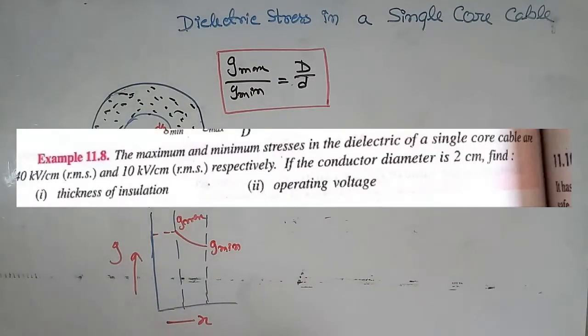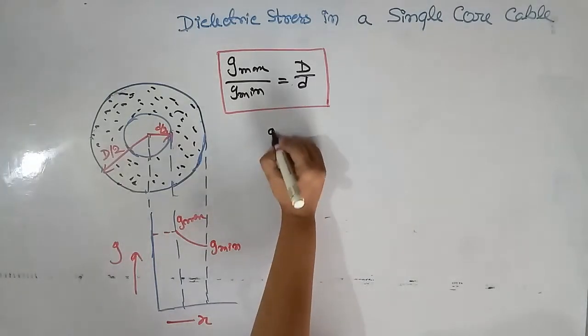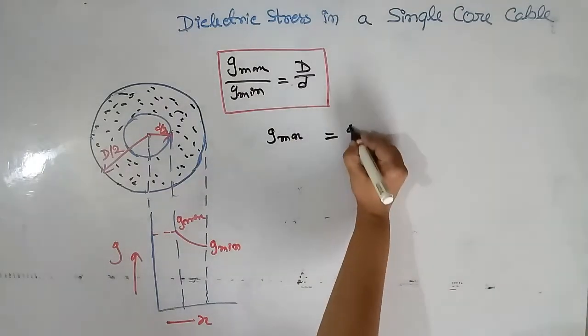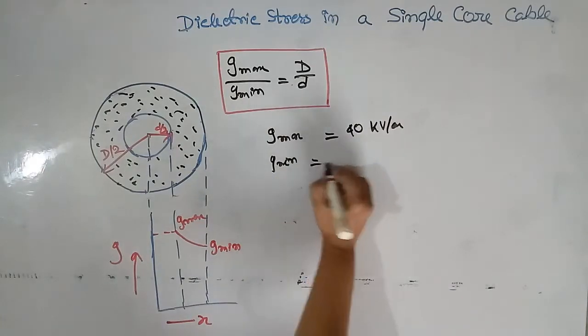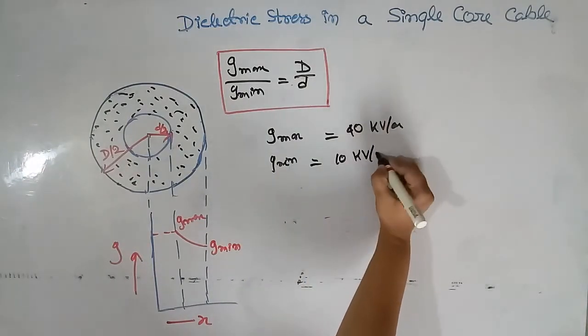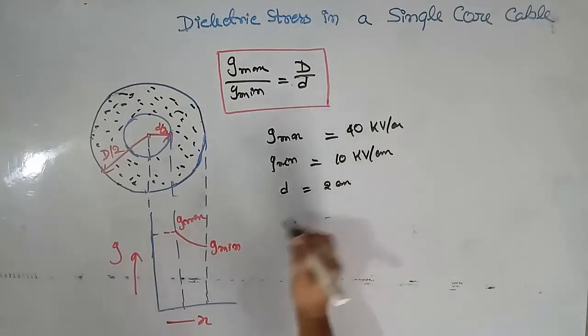Another problem. The maximum and minimum stress in the dielectric of a single core cable are 40 kV per centimeter RMS and 10 kV per centimeter RMS respectively. If the conductor diameter is 2 centimeter, find the thickness of insulation and operating voltage. So the value of G maximum is given as 40 kV per centimeter, G minimum is 10 kV per centimeter, and small d, the conductor diameter, is 2 centimeter.